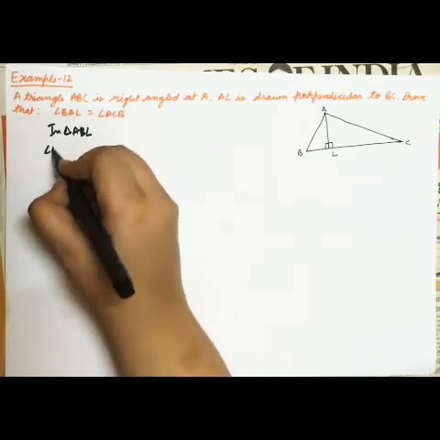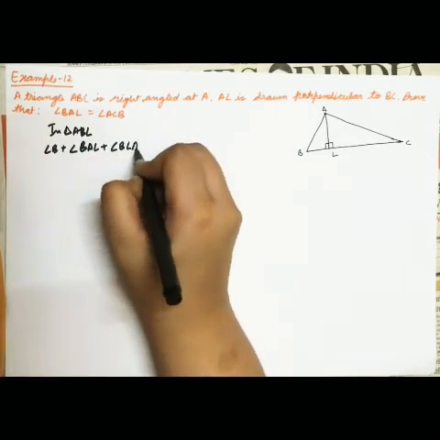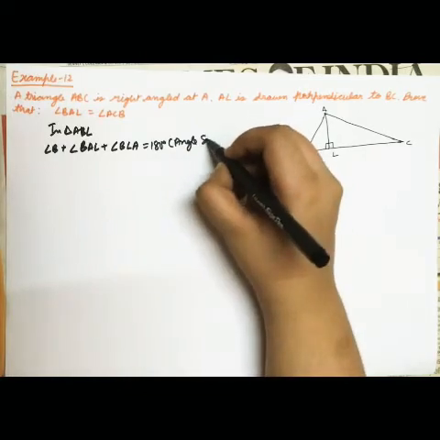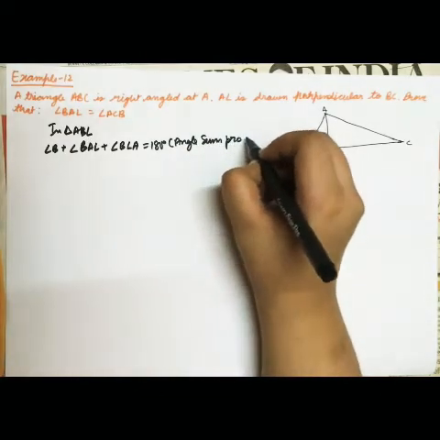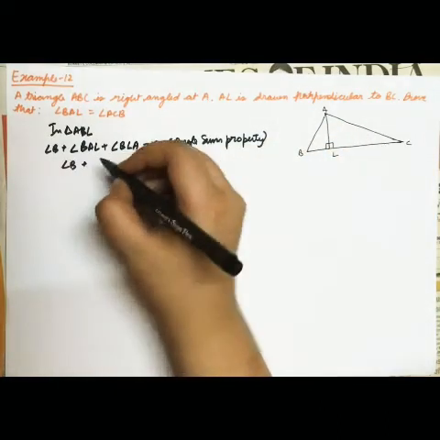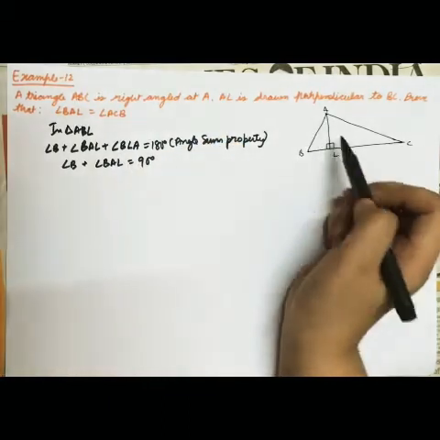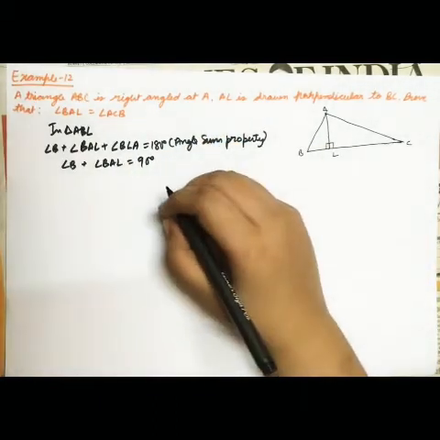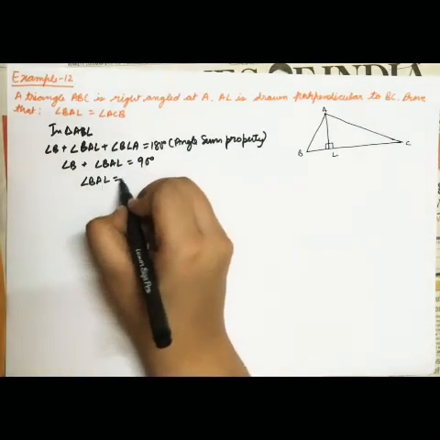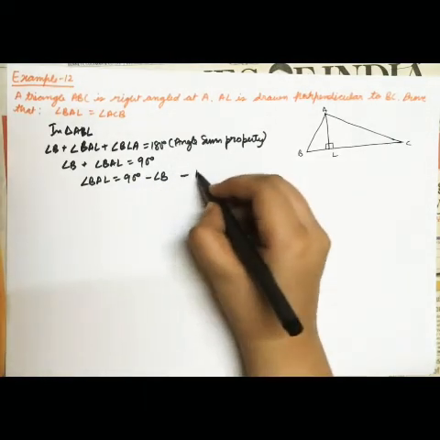ABL, angle B plus angle BAL plus angle BLA is equal to 180 degrees because of the angle sum property. Now angle B plus angle BAL is equal to 90 degrees. Why? Because angle BLA is 90 degrees. So now angle BAL is equal to 90 degrees minus angle B. We will mark this as 1.